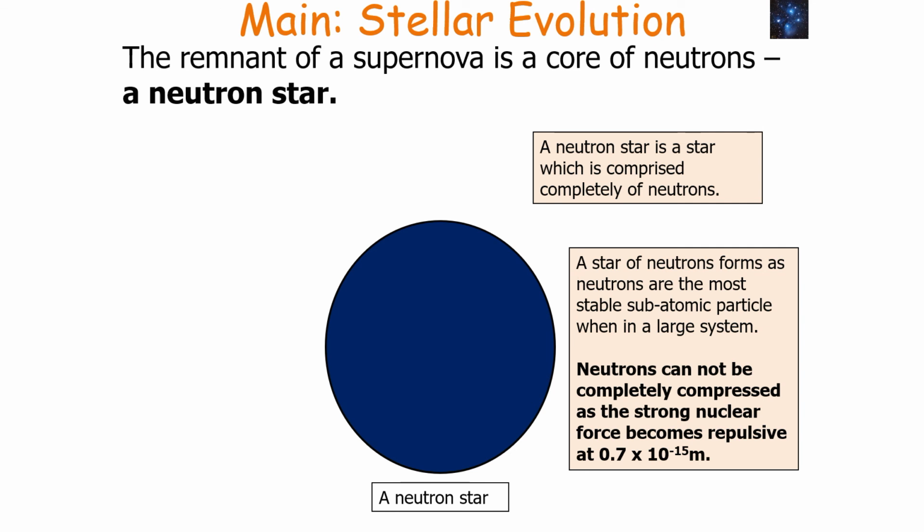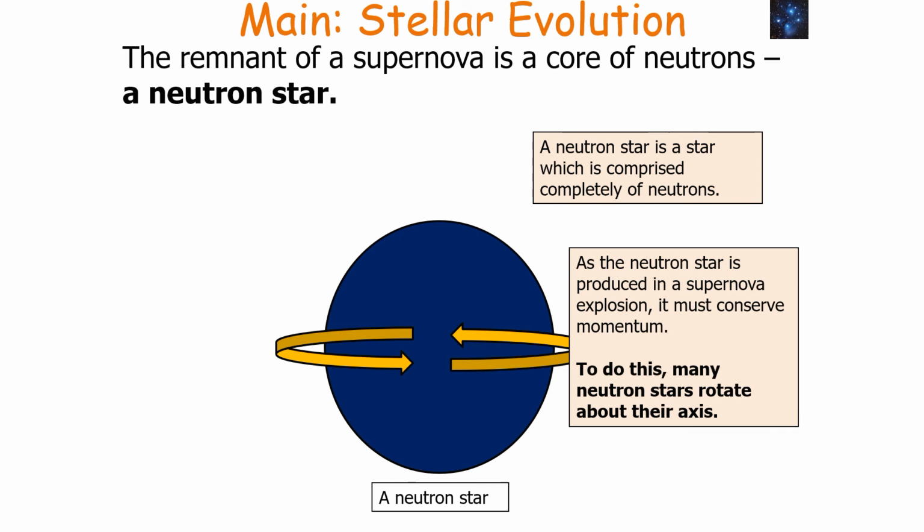Now neutrons cannot be compressed any further and form a neutron star because, as we know, the strong nuclear force becomes repulsive at 0.7 times 10 to the minus 15 meters. So this idea is called neutron degeneracy. Now, because it's produced in a supernova explosion, a neutron star must conserve momentum, and to do this, many neutron stars rotate about their axis up to 600 times per second.